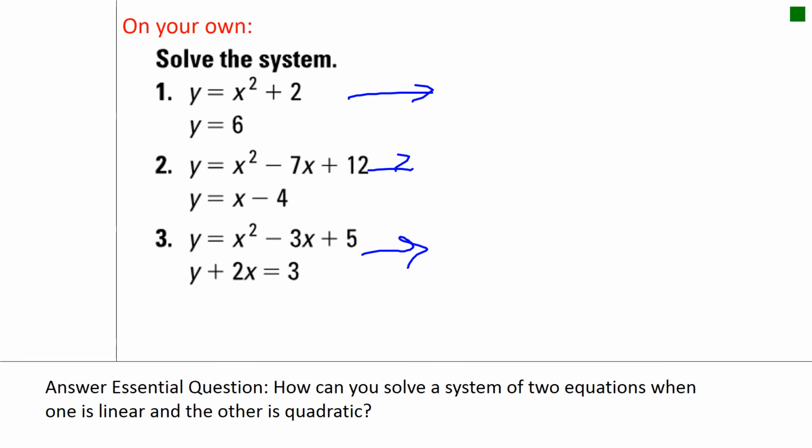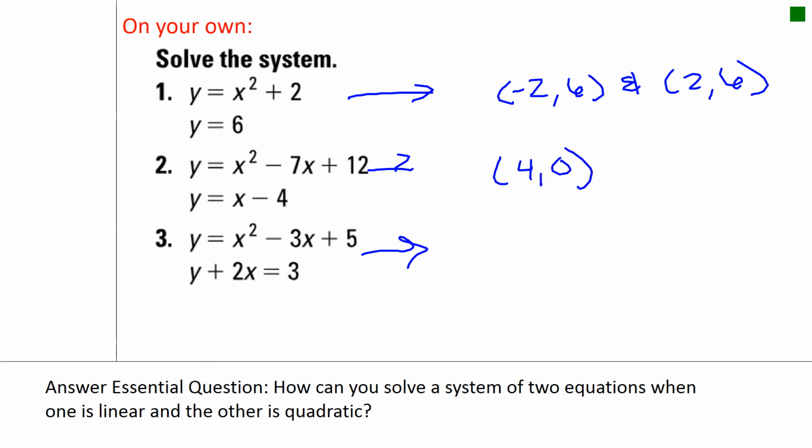All right, you should have gotten negative 2 comma 6 and 2 comma 6. All right, two solutions. Number 2, you should have got 4 comma 0, one solution. And number 3, you should have got no real solutions.